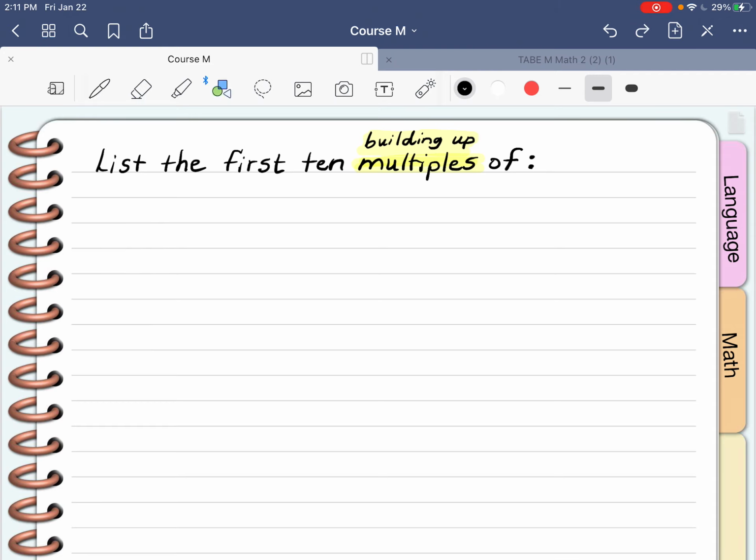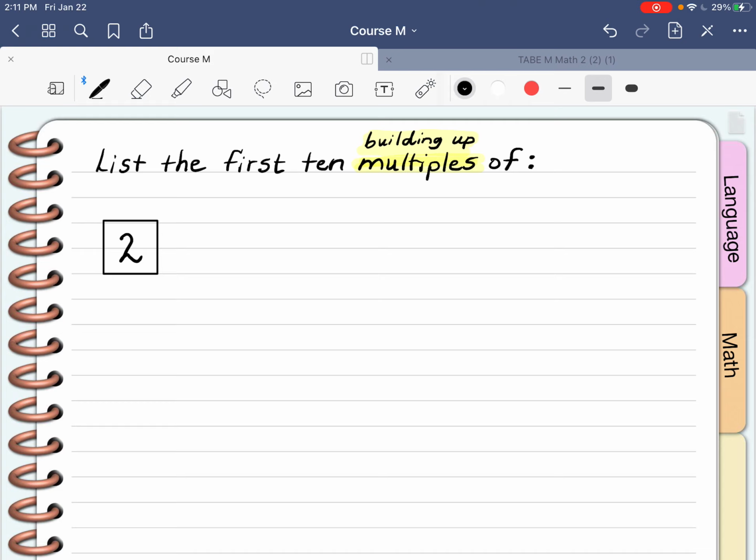So let's take the number 2. 2 itself is a prime number, but we're not dealing with prime and composite here. We are simply building up the multiples of the number 2. So here's how you do it.